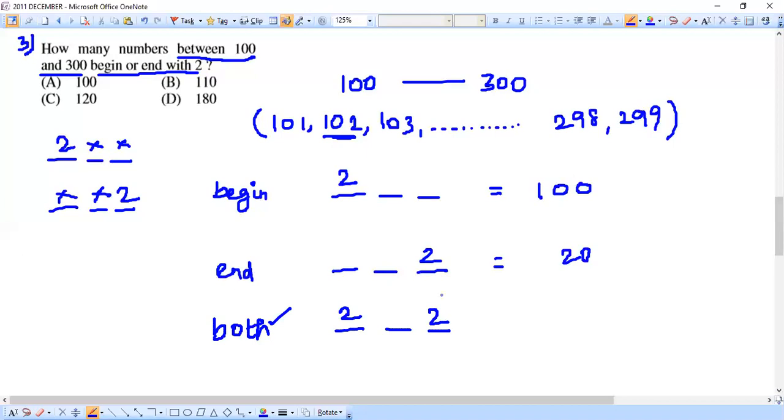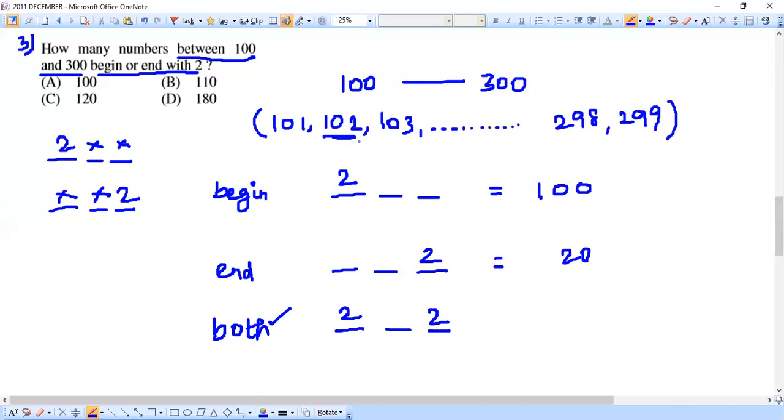See here what happens is, we accounted the numbers which are beginning with 2. There we got 100 numbers. And we also accounted the numbers which are ending with 2. There we got 20 numbers. But listen to one thing. Are these lists going to be disjoint? I mean, are these lists going to be without any intersection? I will have some numbers which are starting with 2 and also ending with 2. That means those particular numbers are going to be double counted.